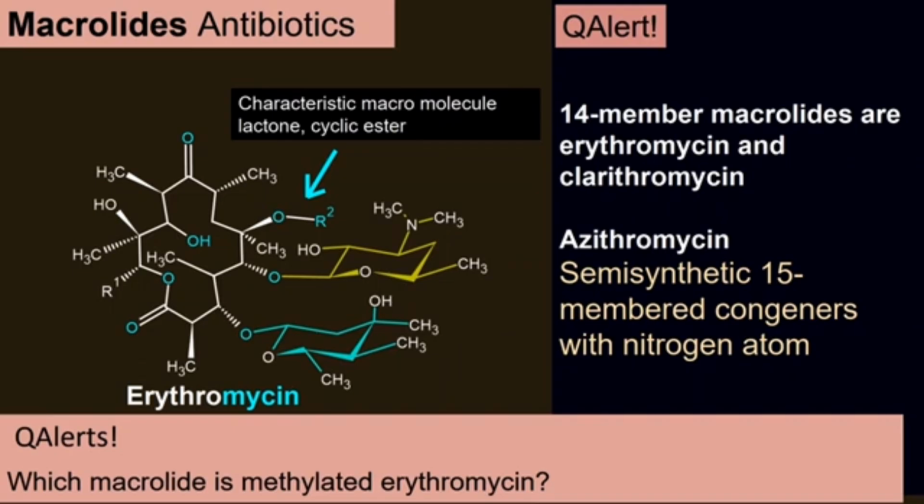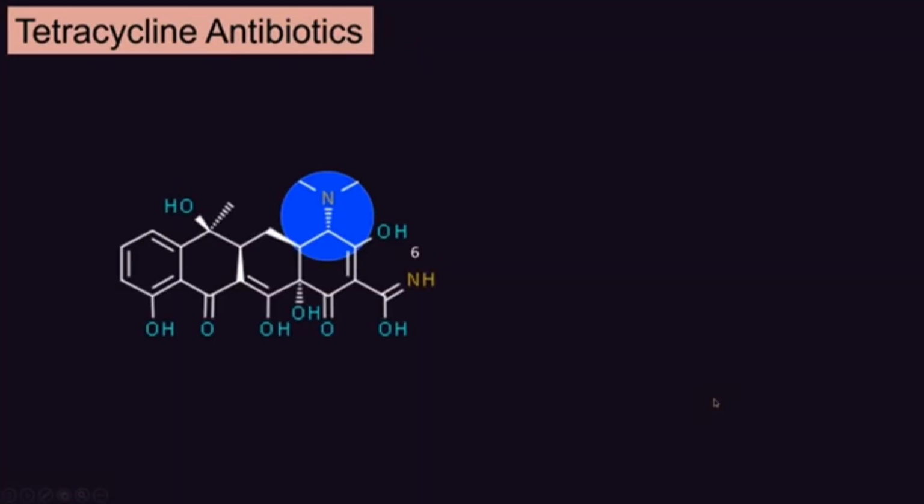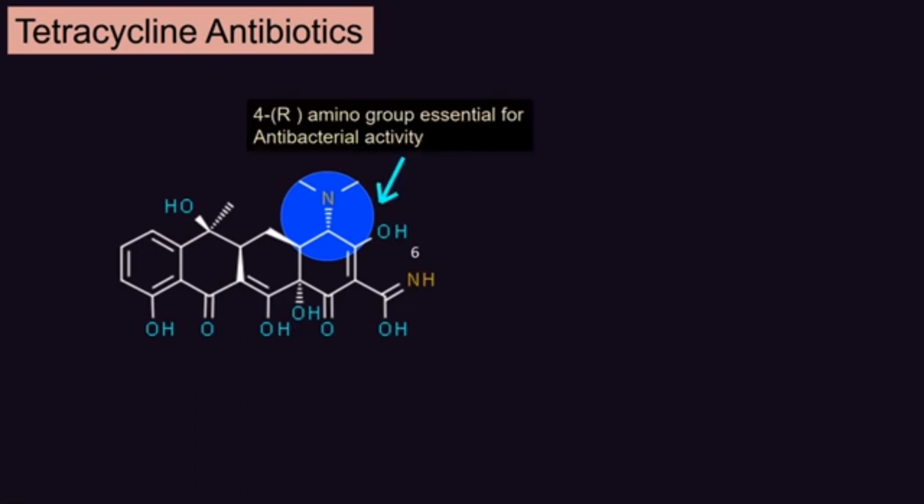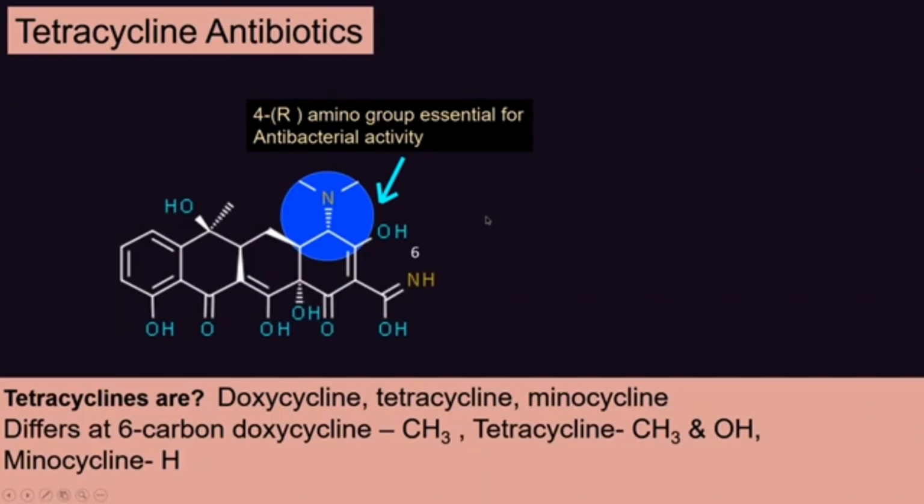So here is a question alert. What macrolide is methylated erythromycin? Just guess: if you attach a methyl group onto carbon 6, that gives you clarithromycin. So your answer is clarithromycin. Next, tetracyclines. Tetracyclines, as the name tells you, have 4 rings, and there is also an amino group on position 4, which is essential for antibacterial activity. Tetracyclines include doxycycline, tetracycline, and minocycline, and most of them are modified here at ring carbon 6.